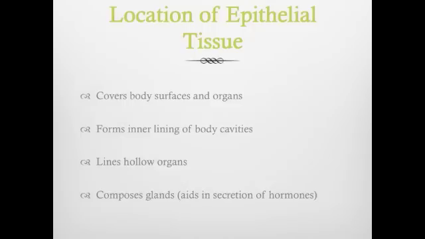So pretty much, epithelial tissues are located all over the body, but to be specific, they are mostly located covering body surfaces and organs, forming the inner linings of body cavities, lining hollow organs, and composing glands, which is performed by one of the more specialized epithelial cells called glandular epithelium, which aids in hormone secretion.